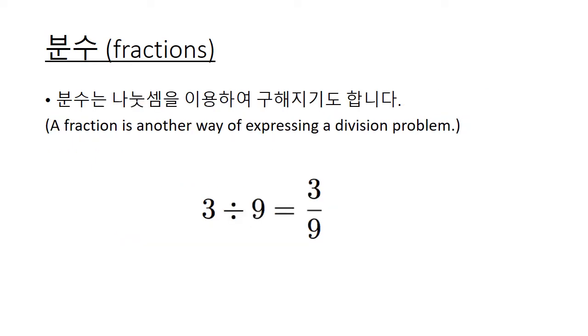This next point is pretty easy. 분수의 나눗셈을 이용하여 구해지기도 합니다. This just means that a fraction is another way of expressing a division problem, and you can find a fraction using division. So this example says 3 divided by 9. In place of the division sign, we can put the fraction line. So 3 divided by 9 is equal to 3 over 9.